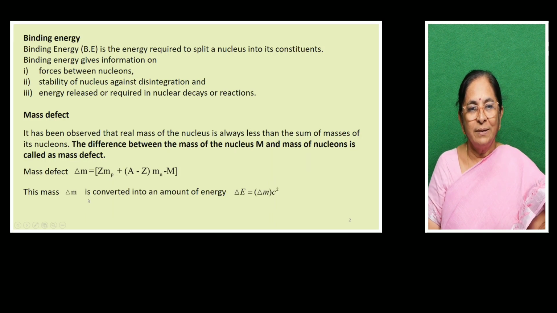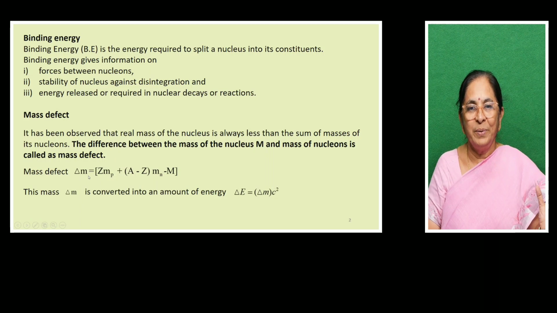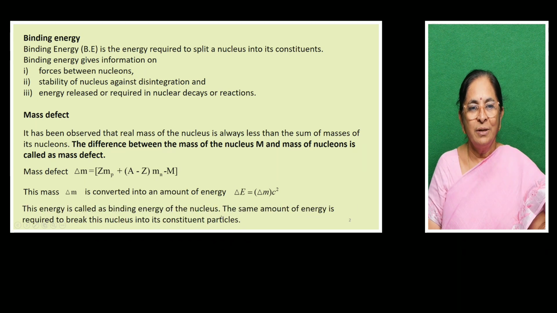This mass delta m is converted into an amount of energy by Einstein's relation. We know E equal to m into c squared, where m is the mass and c is the velocity of light. So this delta E, a very small difference, we represent as delta E is equal to mass defect into c squared. That means whatever amount of mass is disappearing will be converted into energy using Einstein's relation. This energy is called the binding energy of the nucleus.